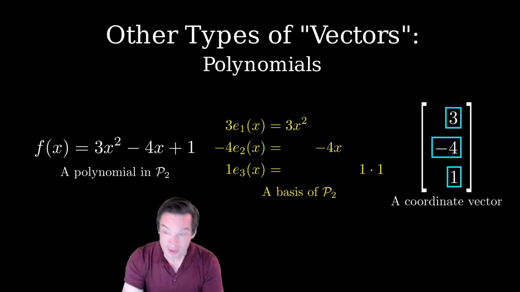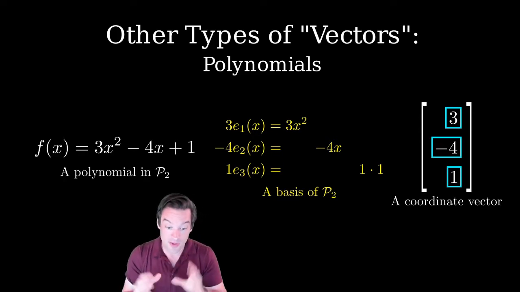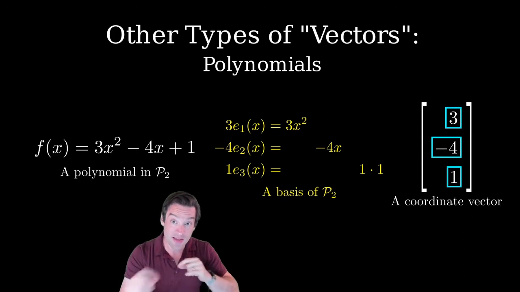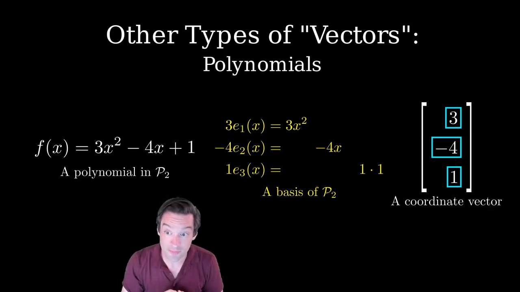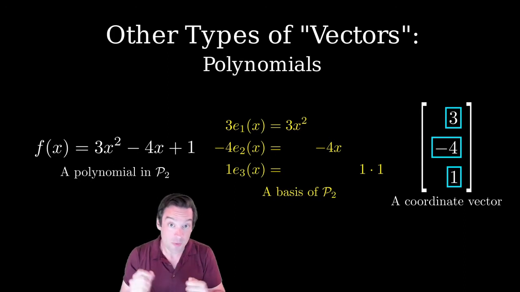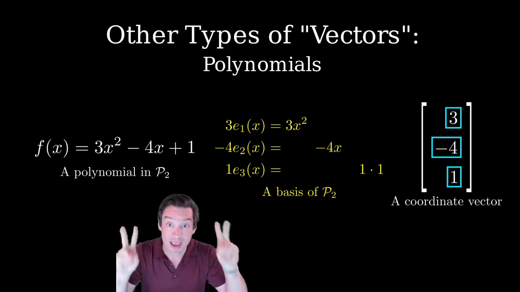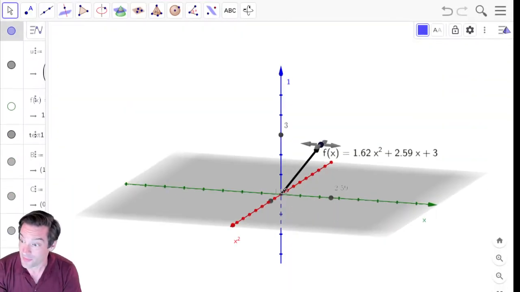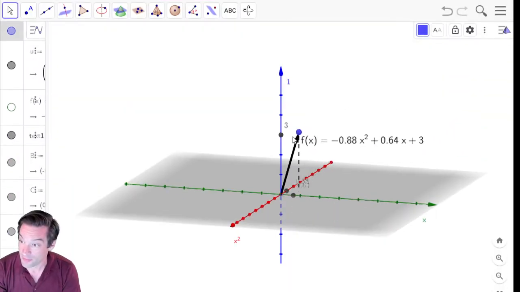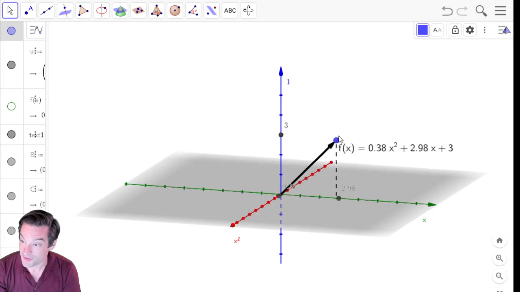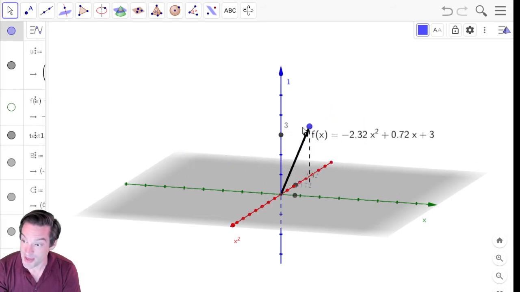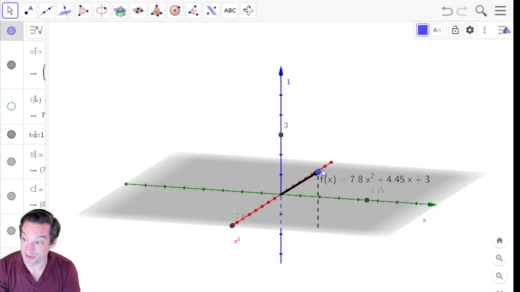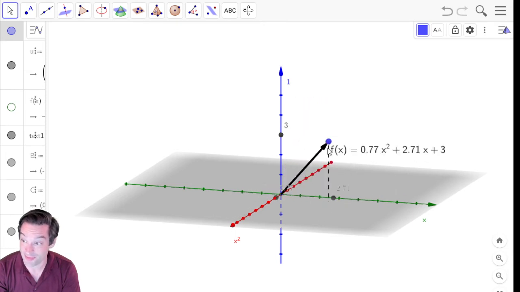Well, instead of thinking of this coordinate vector as being a point inside of three-dimensional space with x, y, and z components to it, instead, why don't we think about it as being a point in a three-dimensional space with x squared, x, and 1 coordinates associated with it. In other words, all of my polynomial functions are just vectors in a three-dimensional space where my axes are the x squared axis and the x-axis and the constant axis, if you like.